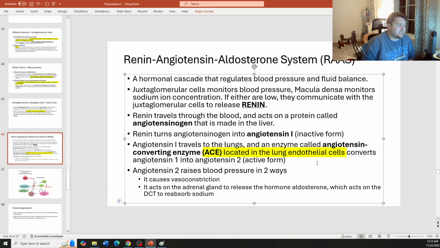And this enzyme converts angiotensin 1 into the active form, angiotensin 2. Then angiotensin 2 does two things. First, it causes vasoconstriction, so it causes the blood vessels to constrict, which raises blood pressure. And then it also travels to the adrenal gland to release aldosterone, which then goes back to the distal convoluted tubule and tells it to reabsorb sodium, or helps it to reabsorb sodium.